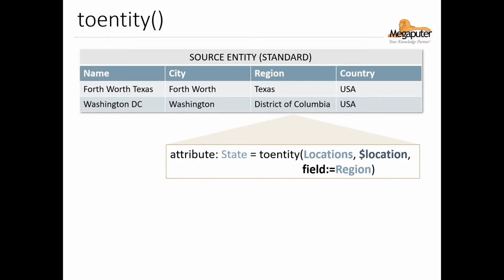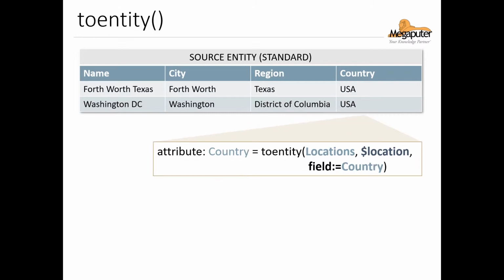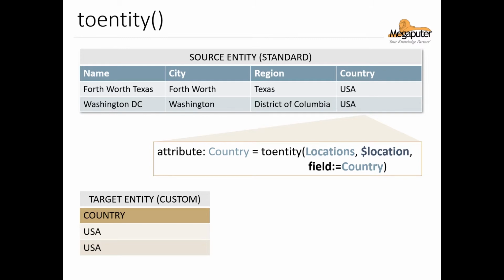Now you can also return the region column by just changing the field parameter to the region column. And if we look at the results, they've updated to just return that column. And lastly, you can do the same to return the country attribute by just updating the field again. And the results would update just like before.